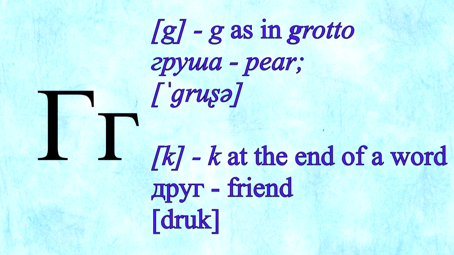Letter G, буква Г. It sounds like G, as in grotto. For example, груша, pear, or К at the end of the word. For example, друг, friend.